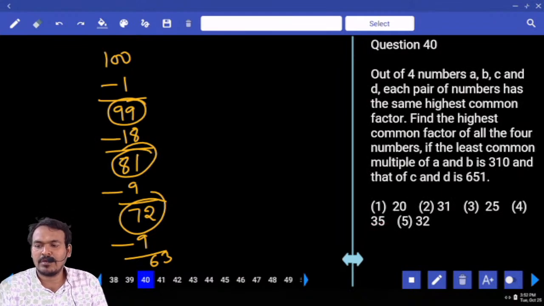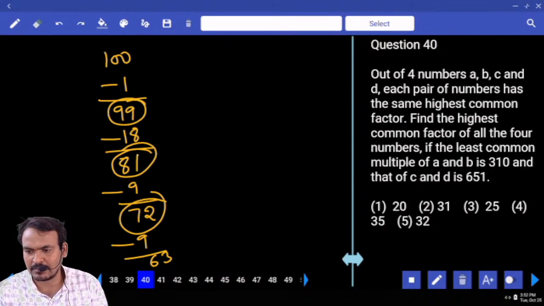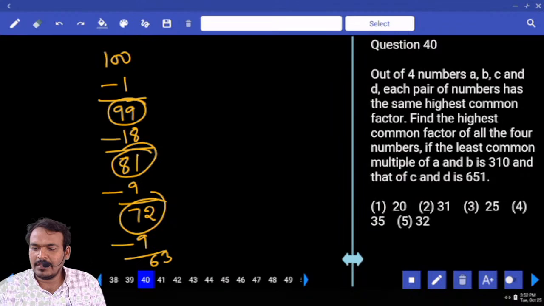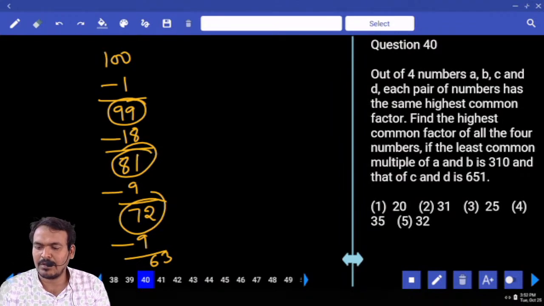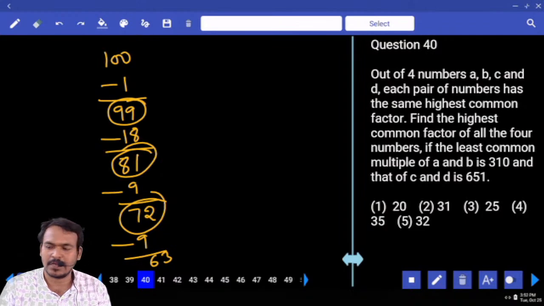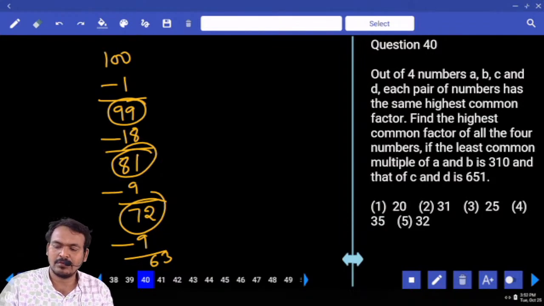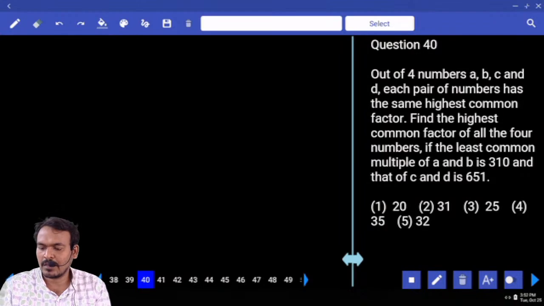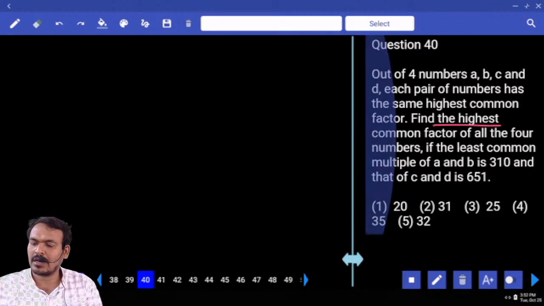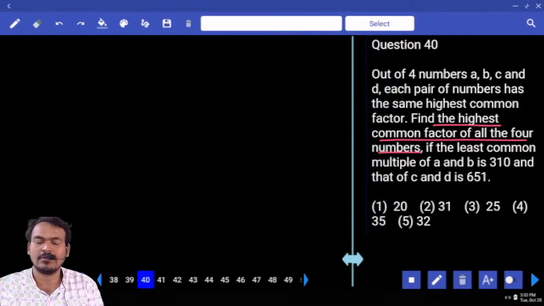Next question, number 40. Out of the 4 numbers A, B, C and D, each pair of numbers has the same highest common factor, and find the highest common factor of all the 4 numbers. If the least common multiple of A and B is how much? 310. And that of C and D is how much? 651. And what is the question here? The highest common factor of all the 4 numbers.